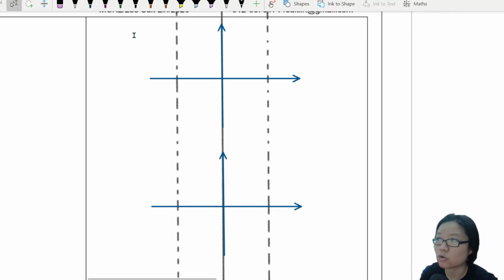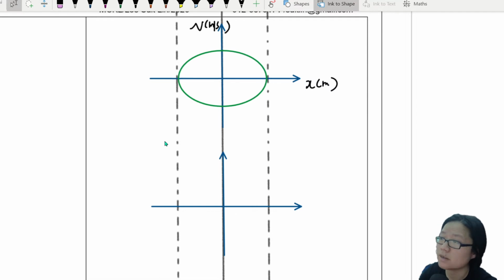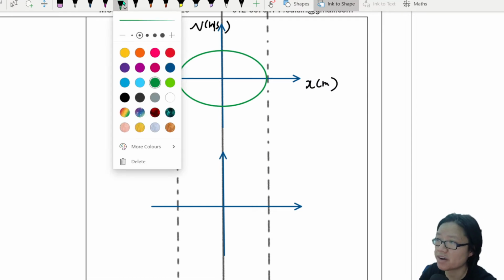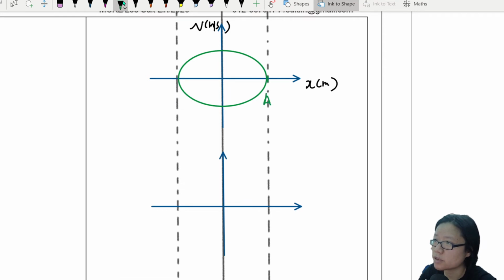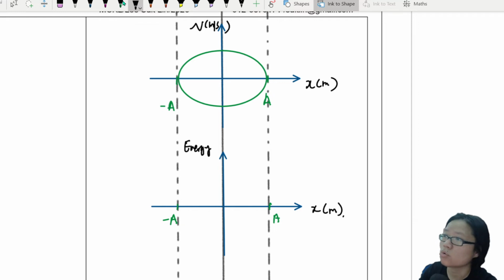So give me a second to copy the Vx graph over here. Okay, this is my little ellipse Vx graph. The value here is amplitude, the value here is negative amplitude. So I can transfer over here amplitude, negative amplitude, because I'm plotting a graph of energy against position. Right now, v is given by the equation v is equal to plus minus omega square root of A squared minus x squared.